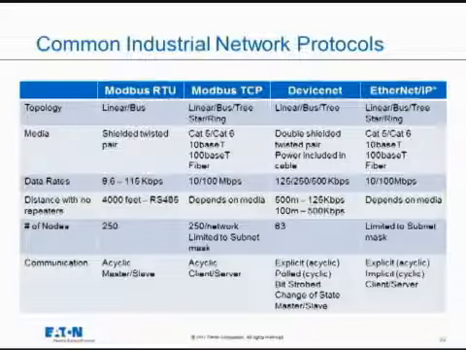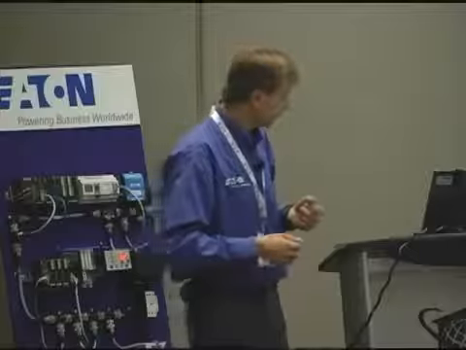We've got explicit messaging, which is acyclic. We've got polled information, which is the most common way people connect DeviceNet. It's deterministic, cyclic information. We've got bit strobe, change of state, and it is a master-slave network.